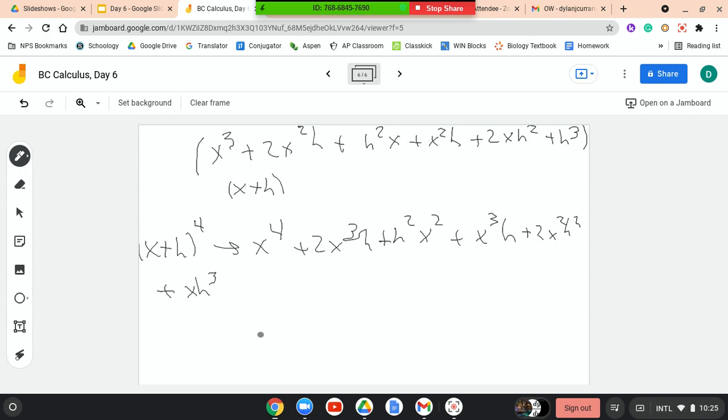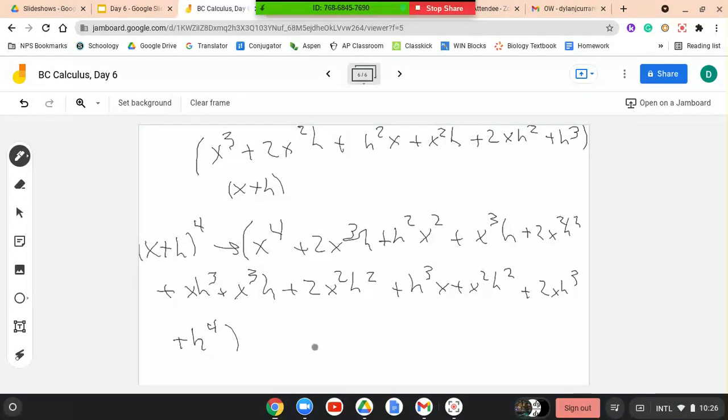And then we do the h's. So then we get x cubed h plus 2x squared h squared plus h cubed x plus x squared h squared plus 2x h cubed. And this is really complicated, but it doesn't matter. Plus h to the fourth. So do you see how this expansion is true? Yeah. All right.